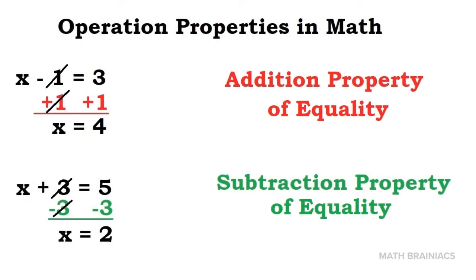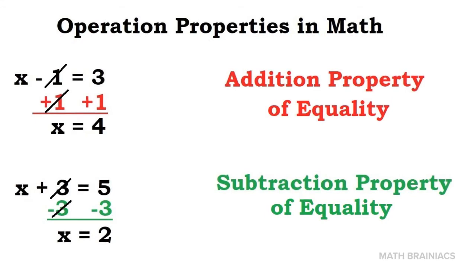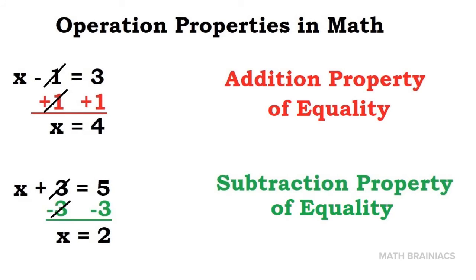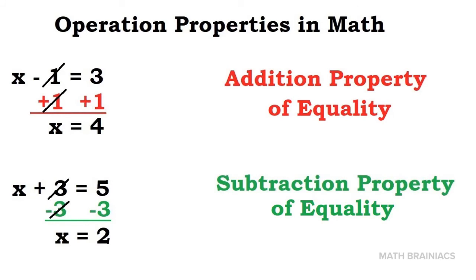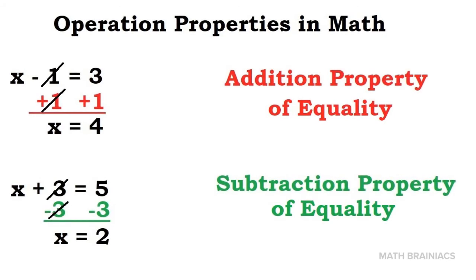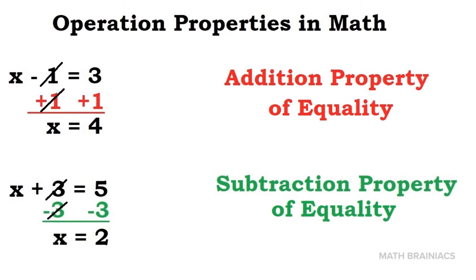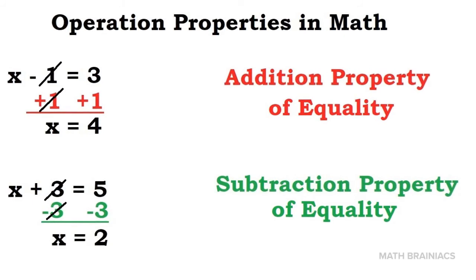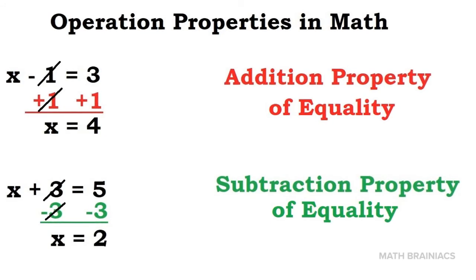To wrap it up in identifying the properties of equality in solving two-step equations, if the given equation has a subtraction on the variable, then we are going to use the addition property of equality to solve for x. Likewise, if the given equation has addition on the variable, then we are going to use the subtraction property of equality to solve for x.